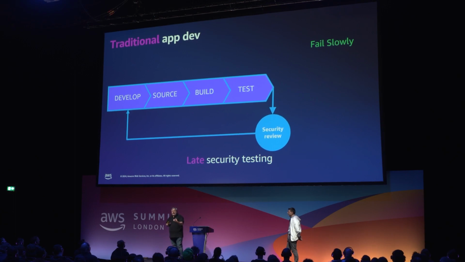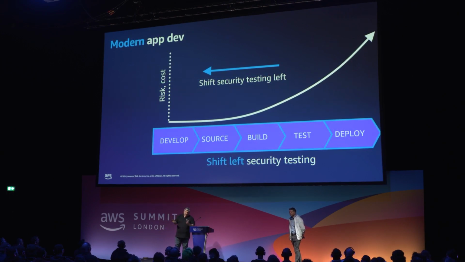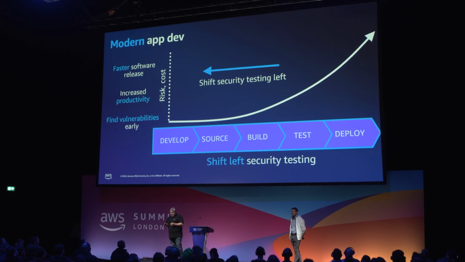We weren't quickly getting the results back of our testing and being able to adapt to it. Obviously it costs a lot more because we've got to go back through a lot of test phases, and it slows us down. So we need to think about how we can shift all of this to the left. We need to think about how we can get faster software releases, increase our productivity, and find those vulnerabilities early on, because the closer to the left of that diagram that we can find them, the quicker we can fix them.